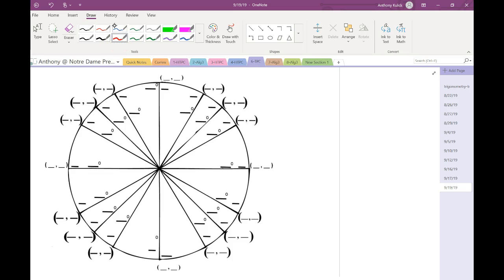Matt? You would be able to use this on the test.